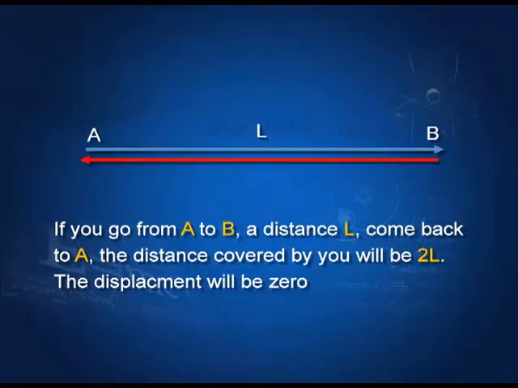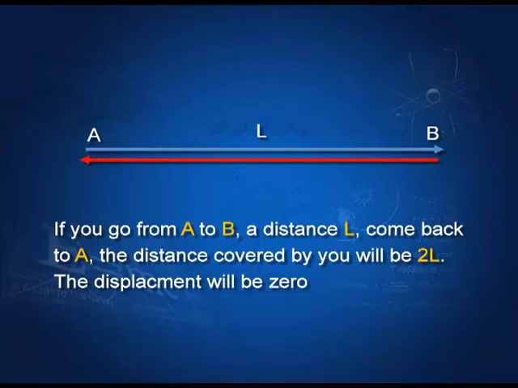Here I show you this, that you go from A to B and go from B to A, your distance covered would be twice the distance between A and B, that is 2L, whereas the displacement would be 0, because you started from A and you have come back to the point A.